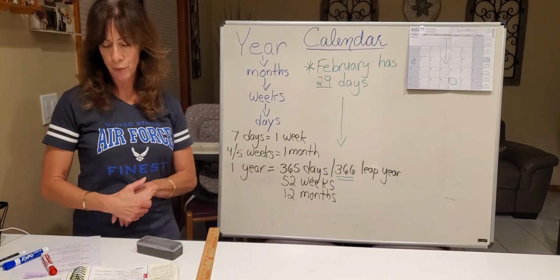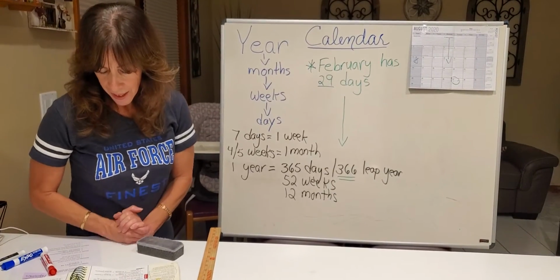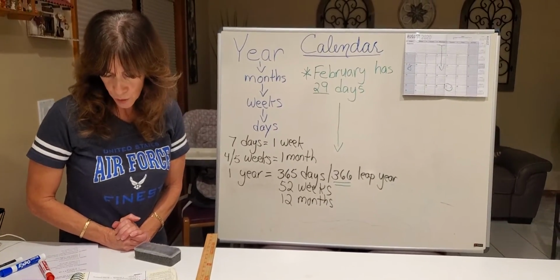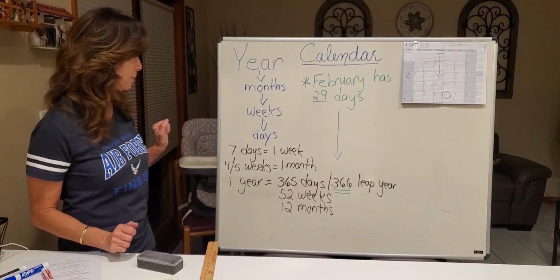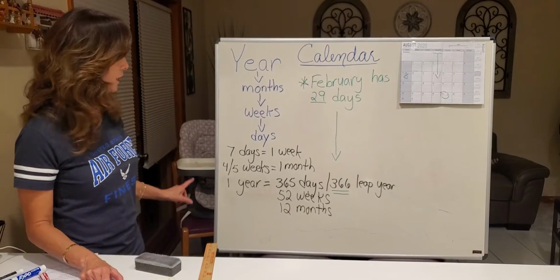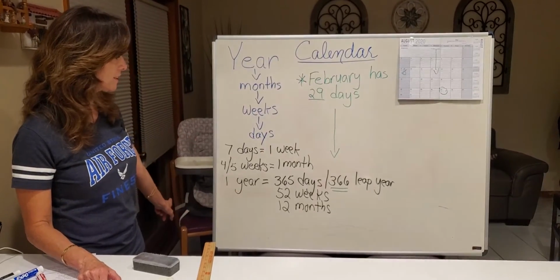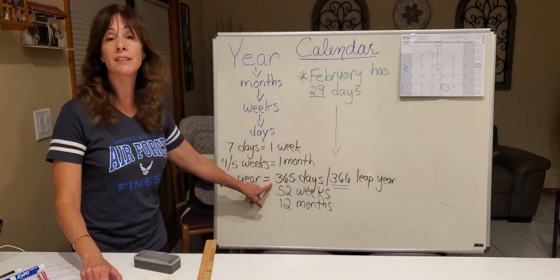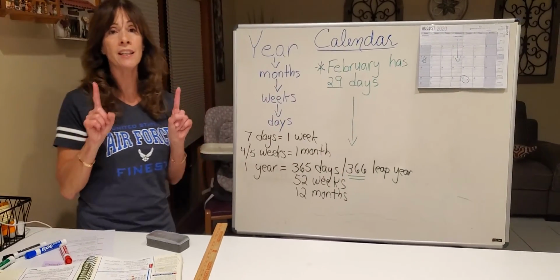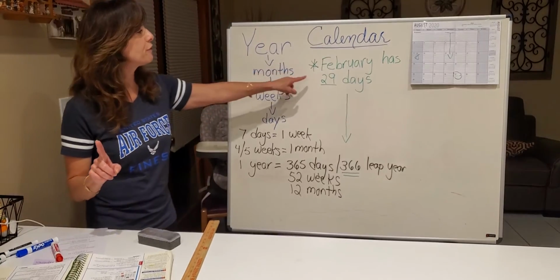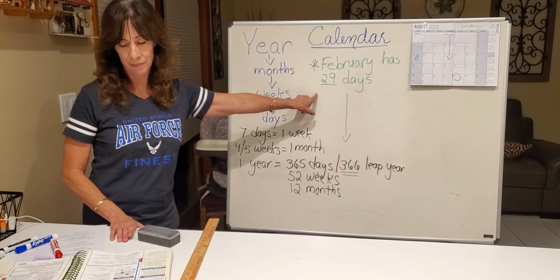And the last one that we're going to do together, number 4. Every year usually has how many days? Number 4, every year usually has how many days? Yep, 365 days. Because 366 is only on leap year. That's only when February has 29 days.